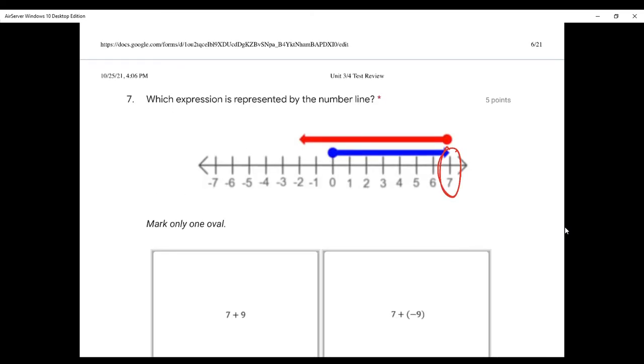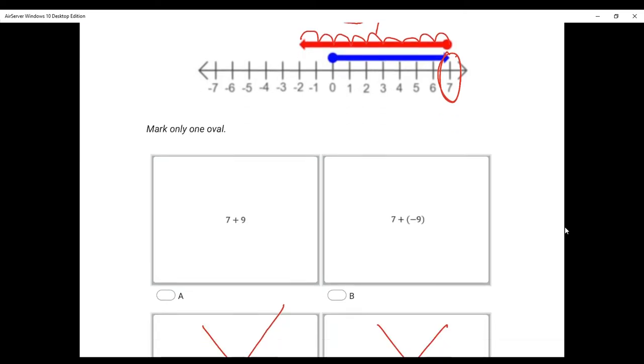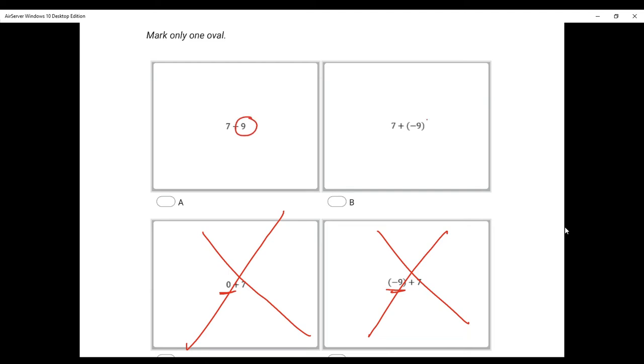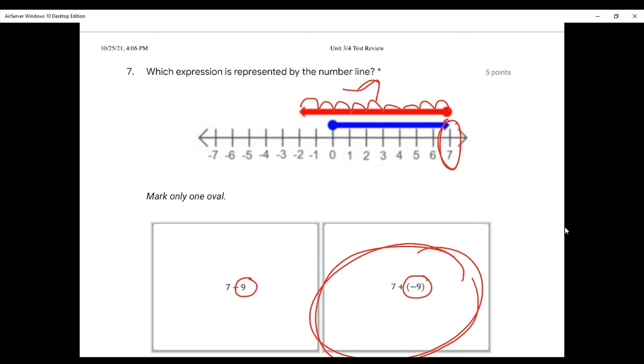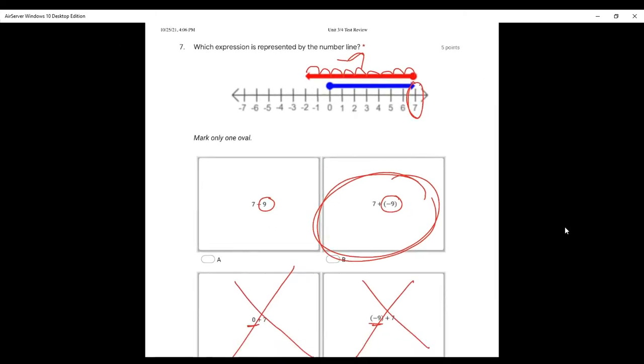Okay? Then from there, I'm going backwards to the left, so that means I'm adding a negative number. I started at 7, and I'm going back to negative 2. So I went back 1, 2, 3, 4, 5, 6, 7, 8, 9 times. So I went backwards 9 times. So this is a positive 9 where this is a negative 9. So it's going to be B because I'm going to the left toward all these negative numbers. I'm going back. So negative 9. So 7 plus negative 9.